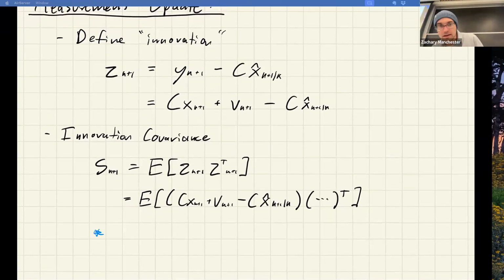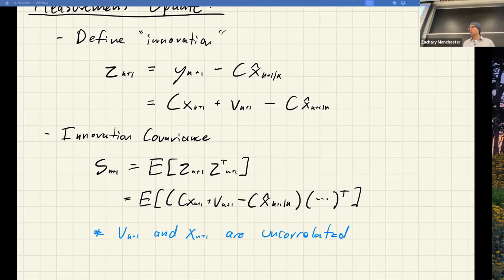And now we're going to play our game of things being uncorrelated and say, same as before, that v_{k+1} and x_{k+1} are uncorrelated, which is sort of obviously true in this case. This is saying the state at the current time and the sensor noise are uncorrelated. This is definitely not true in general. You could imagine a scenario in which your state is correlated with your measurement noise. This is not that hard to cook up.